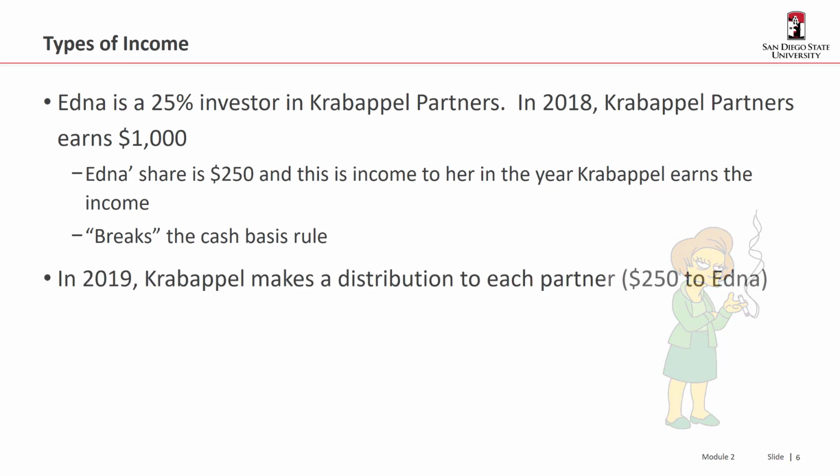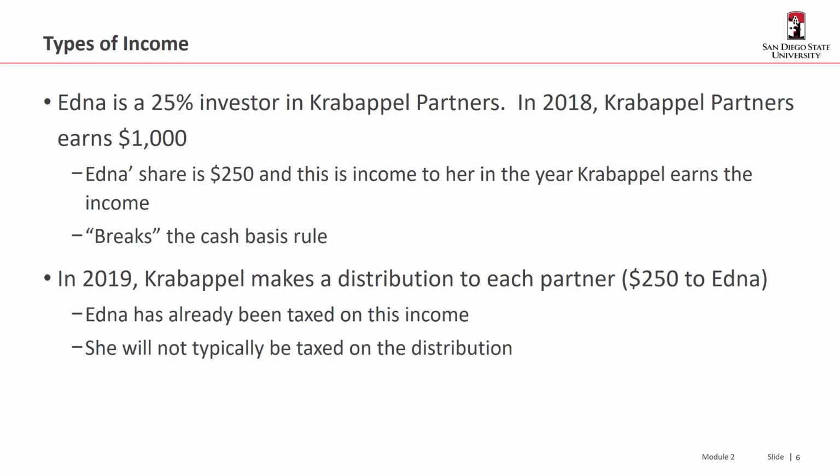In 2019, the Crabapple Partnership makes a distribution to each partner and distributes, let's say, $250 to Edna. Well, because Edna had already recognized that income in 2018, she doesn't recognize it again. She's already been taxed on it, and as a result, she'll typically not be taxed on the distribution of cash. And again, we'll work back from that assumption later on when we do partnerships and S corps.